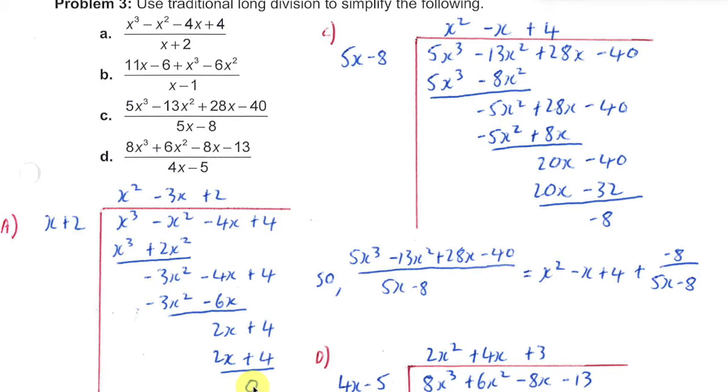What does this tell me? It tells me that if I start off with this cubic and I divide it by x plus 2, I have a remainder of 0. So in other words, it fits in neatly. But the result of this will be the quadratic x squared take 3x plus 2.